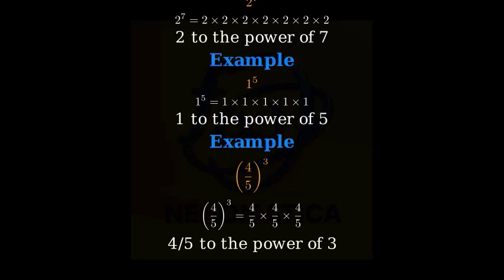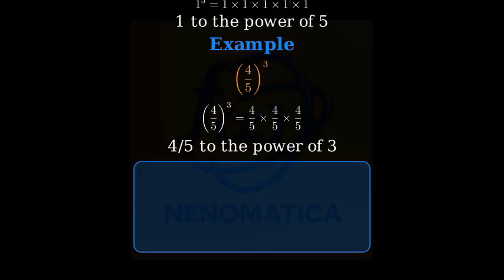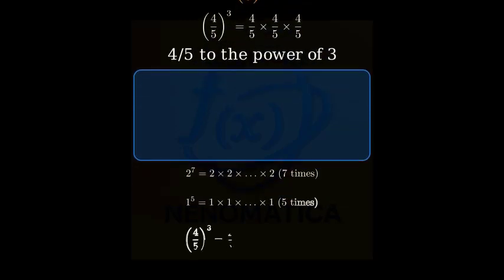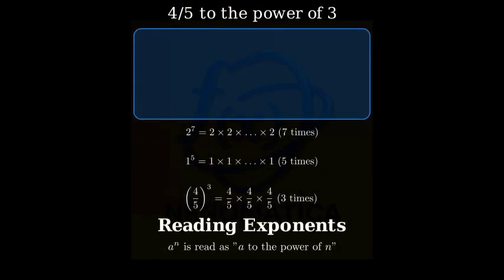Let's understand the general pattern. When we have a number or expression raised to a power, the exponent tells us how many times to use that number or expression as a factor in multiplication. In each of our examples, we expanded the expression to show the repeated multiplication. When reading exponential expressions, we typically say the base followed by to the power of, and then the exponent.